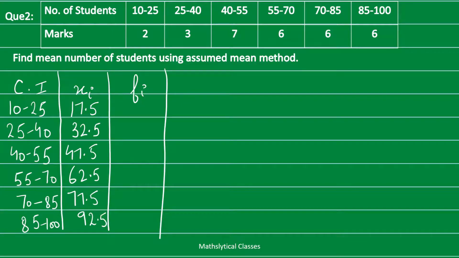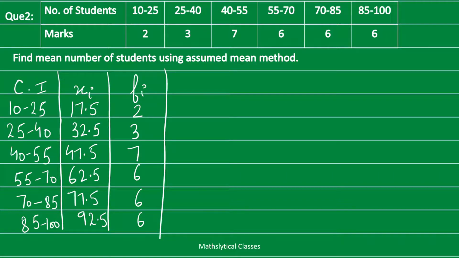So once we have calculated the xi, we will assume one of the numbers as the assumed mean. Let's just write down the frequencies also: 2, 3, 7, 6, 6, 6, because this frequency will help us to assume our assumed mean.